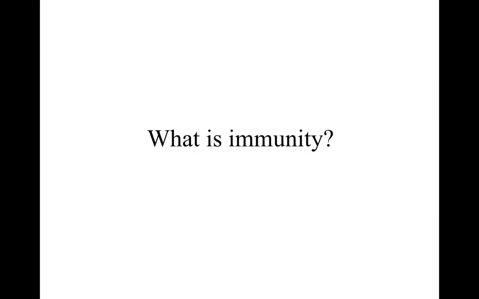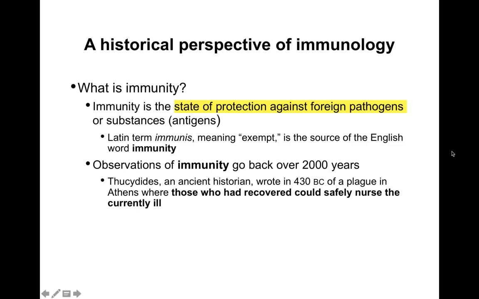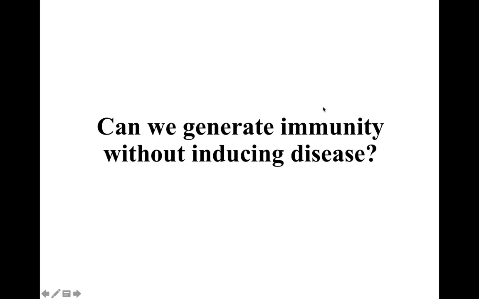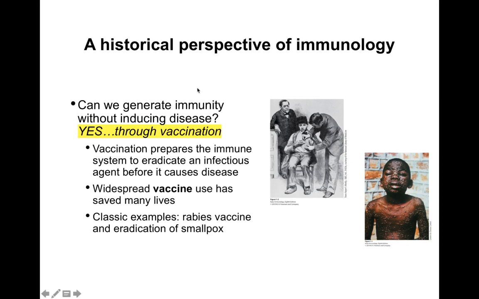So what is immunity? It's a state of protection against pathogens that are foreign. Can we generate immunity without inducing disease? Yeah, we can use vaccines, and they've been done since the 1700s. Vaccines have been used to protect or induce a protection against pathogens.